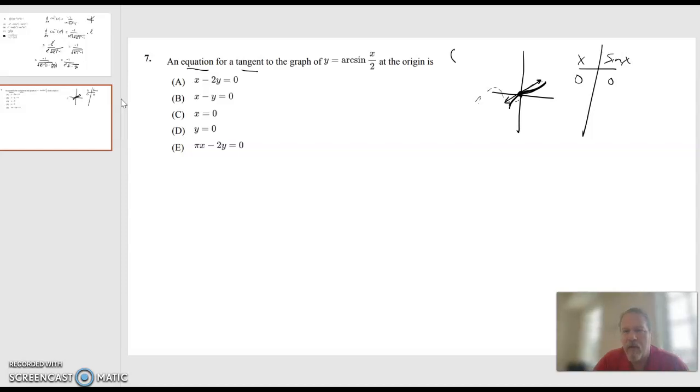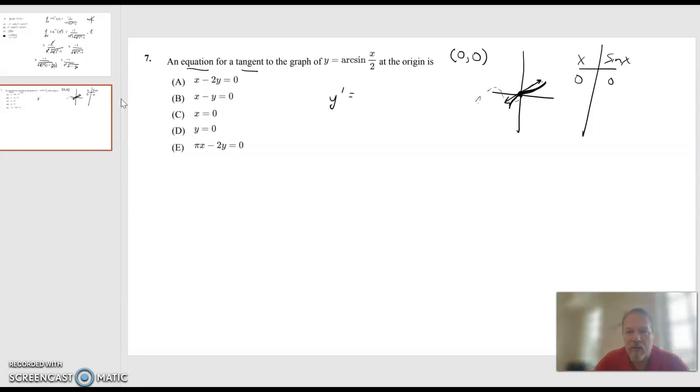All right, and the line and the function both go through (0, 0). So to find the equation of that line, we need a point and a slope. We've got the point, (0, 0). We need the slope. You find the slope with the derivative. So we want to take y prime and evaluate it at x equals 0.